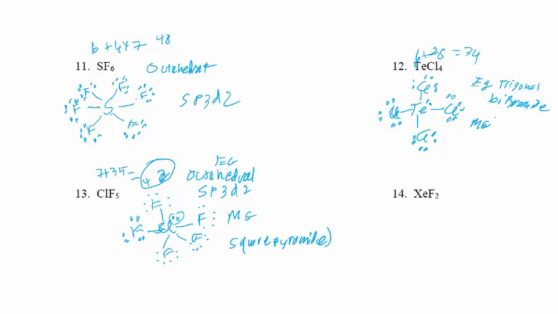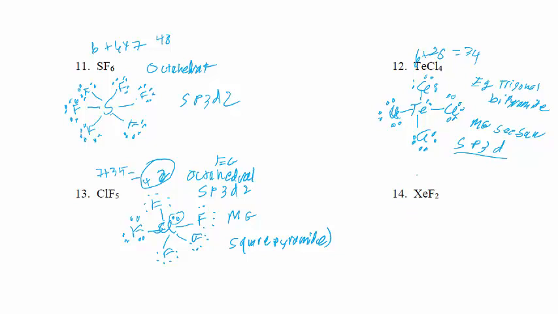Molecular geometry is, well, trigonal bipyramidal with 1 missing is a seesaw structure, and it is sp3d, not sp3d2, but sp3d: 1, 2, 3, 4, 5 hybrid orbitals.